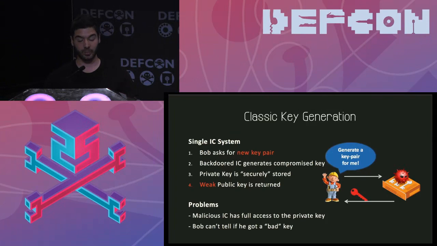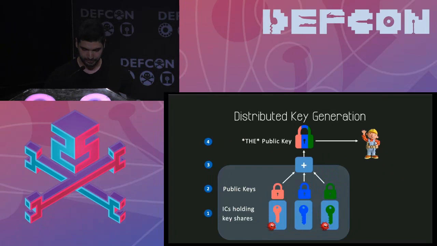If the HSM responds, it generates a key internally, stores the private key inside, and returns the public key to you. The problem is that if the HSM has a malicious processor, the processor gains full access to the private key, and for the public key that you get back, you have no idea if it is some sort of weak public key or if there is any other problem with it. Instead, what we do is something different.